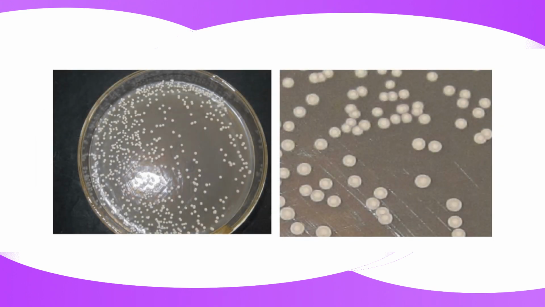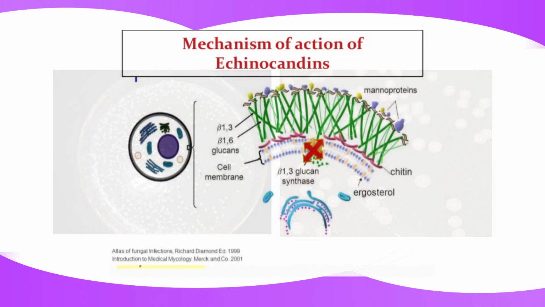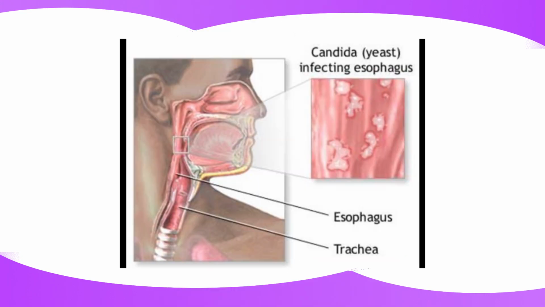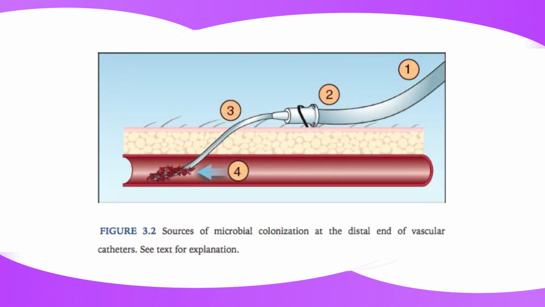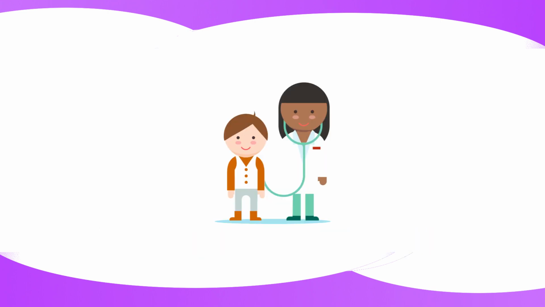So that was anidulafungin preparation. Its spectrum includes various Candida species, including Candida parapsilosis. The mechanism of action is the exact same as caspofungin, and it is indicated for candidemia and other forms of candidal infections, such as intra-abdominal, peritoneal, and esophageal candidal infections. One unique off-label indication for anidulafungin is catheter-related bloodstream infections caused by Candida species, specifically in pediatric patients.